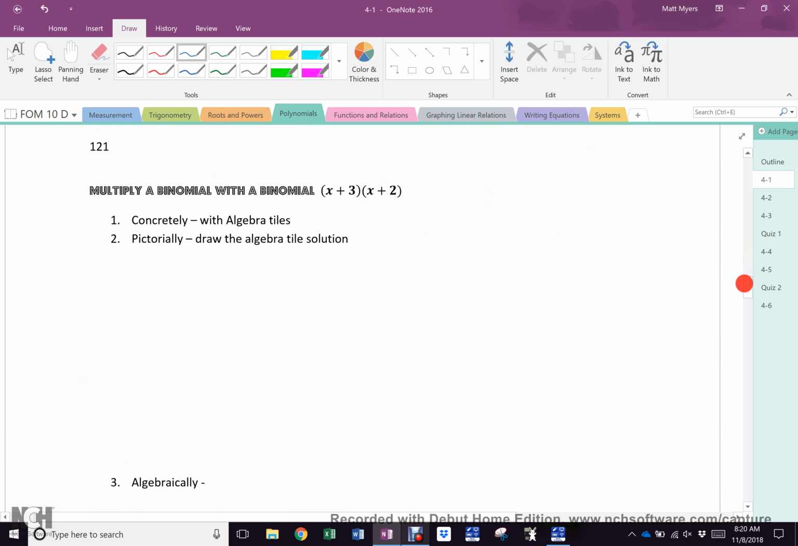121. This is slightly different. It's a binomial and a binomial. But even though it looks different, does it change? What math is happening right there? Multiply, which means this is a factor, isn't it? And this is a second factor, isn't it? Where do the factors live? On the outside of the rectangle. So we draw a rectangle.